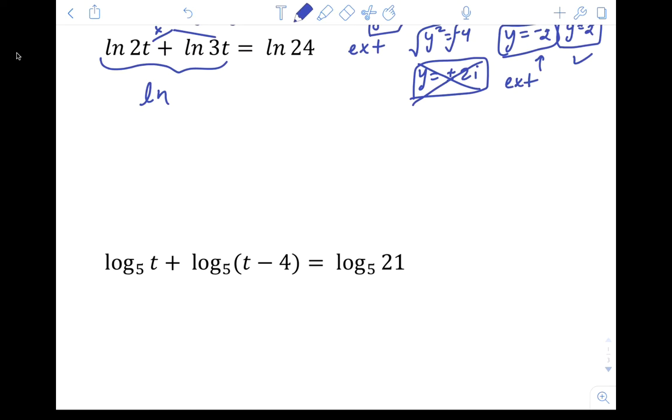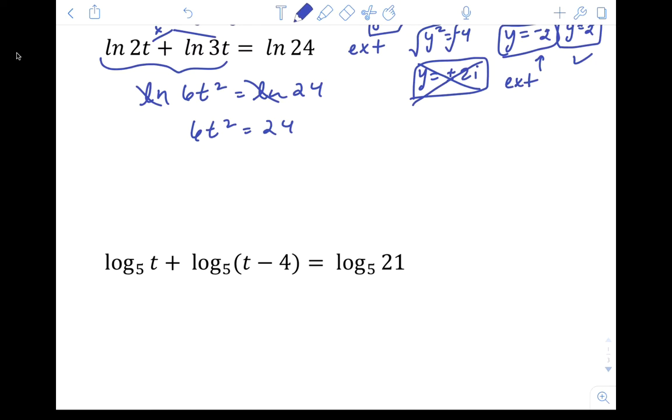So what is 2t times 3t? Well, it's 6t squared. The natural log of 6t squared equals the natural log of 24. This is option 1. You get to drop the logarithms, and then you just have to solve. You could take that over and factor it. That's very fine. That's very possible.